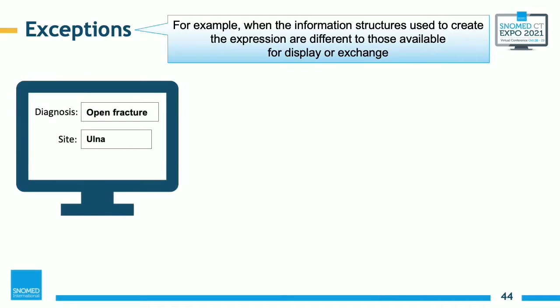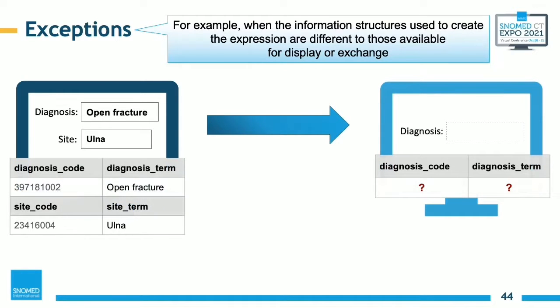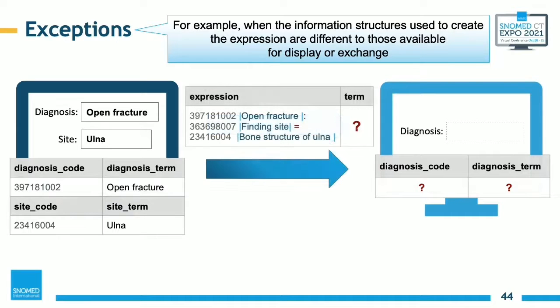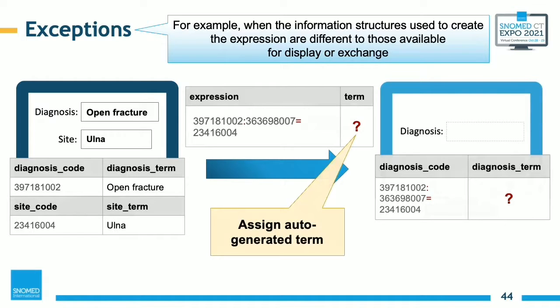So the expression may have been created in a form that uses a diagnosis field and a body side field, and it may need to be displayed or exchanged using a single diagnosis field. In this situation, we don't always have a single term associated with the expression that we can use to display on the target user interface. So even if we can automatically create the expression itself using an expression template, we still need a human readable term to display. And in this situation, methods to assign an auto-generated term for the expression may be considered.